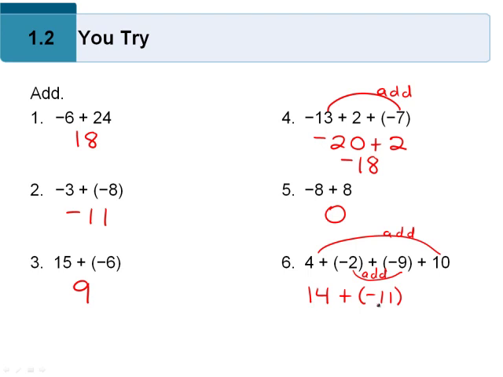14 plus negative 11, the signs are different, so I have to subtract and keep the sign of the bigger number. Well, 14 is the bigger number, so we know it's going to be a positive answer, and 14 minus 11 gives me 3, positive 3. All right, so if you're not chanting this to yourself by now, you need to. The signs are the same, add, keep the sign. If the signs are different, subtract, keep the sign of the larger number.